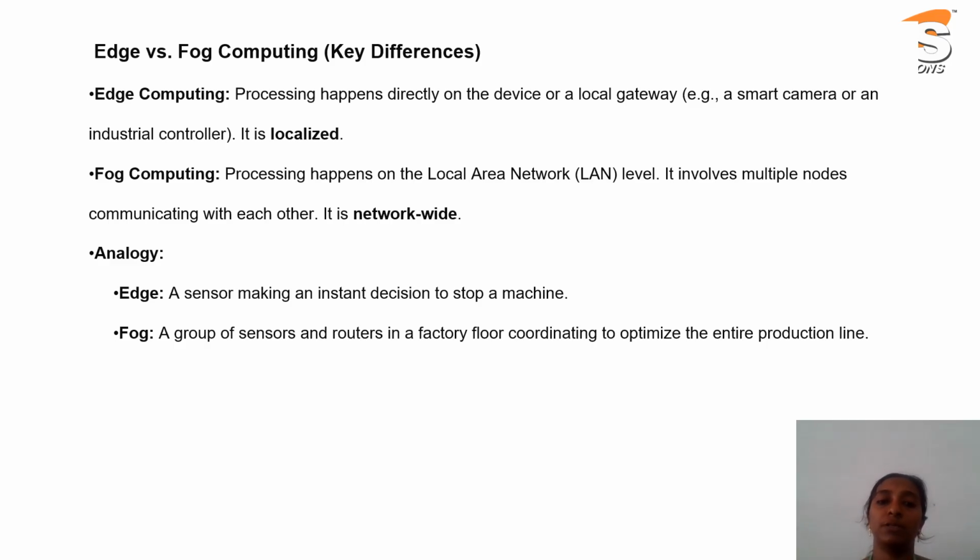Fog computing is where processing happens on a local area network, like a LAN. It involves multiple nodes communicating with each other. It is network-wide.